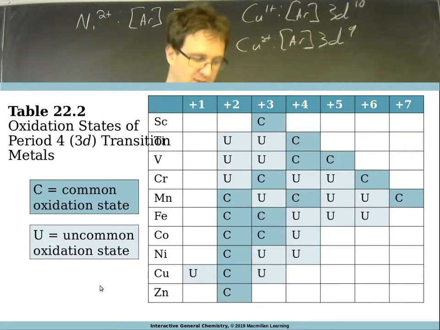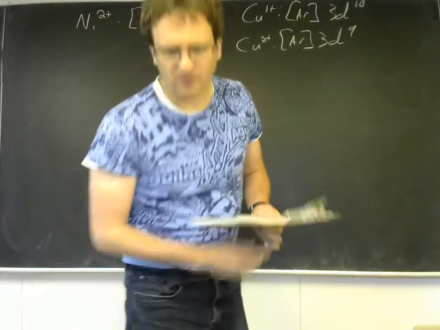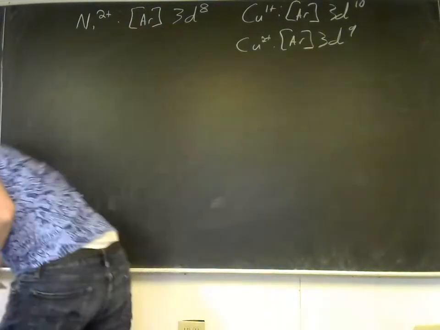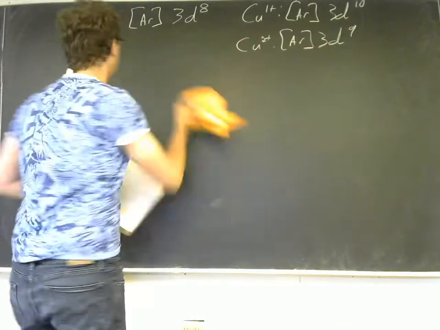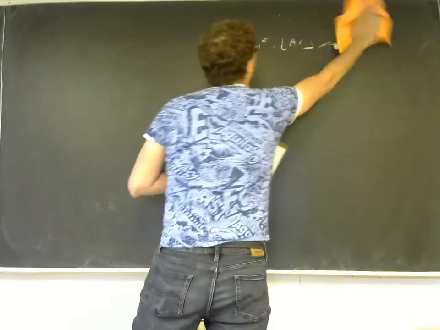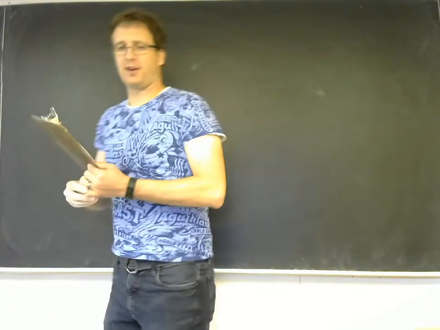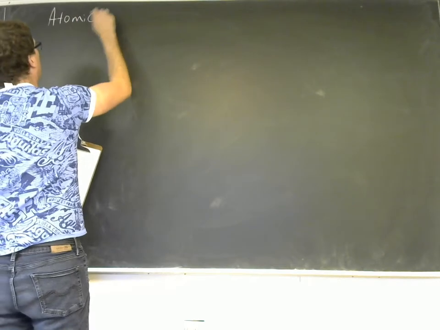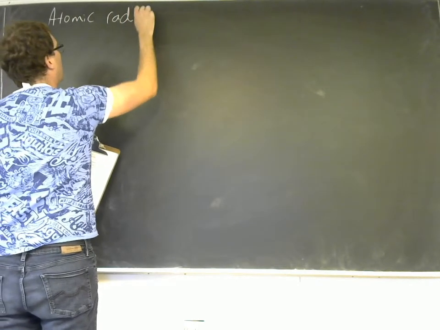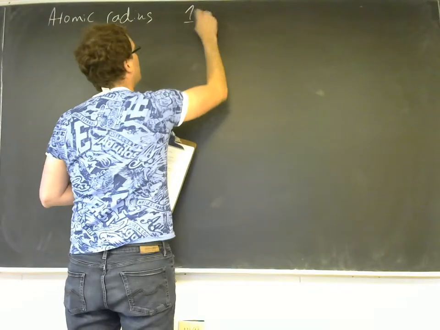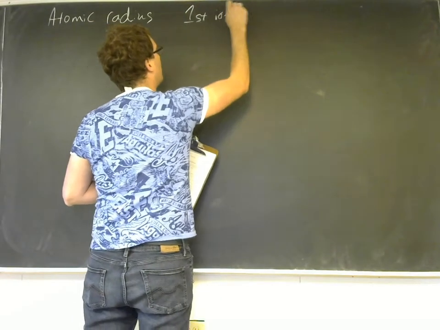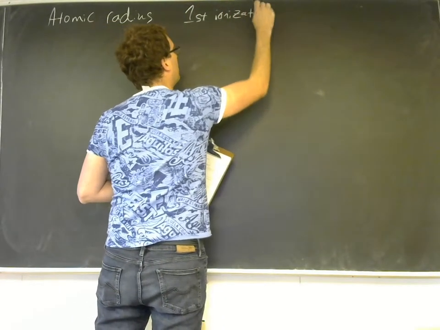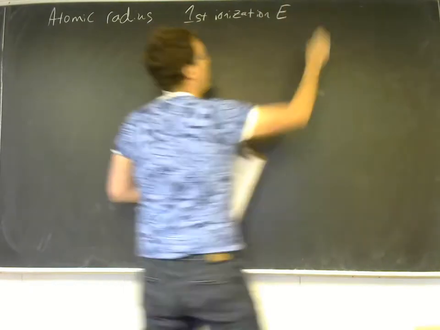So the rest of this chapter is looking at 3 different periodic trends. We already talked about periodic trends last year. So the 3 that we're going to look at are atomic radius, first ionization energy, and electronegativity.